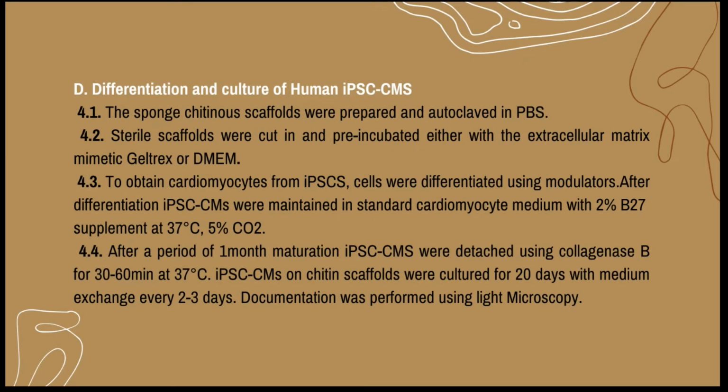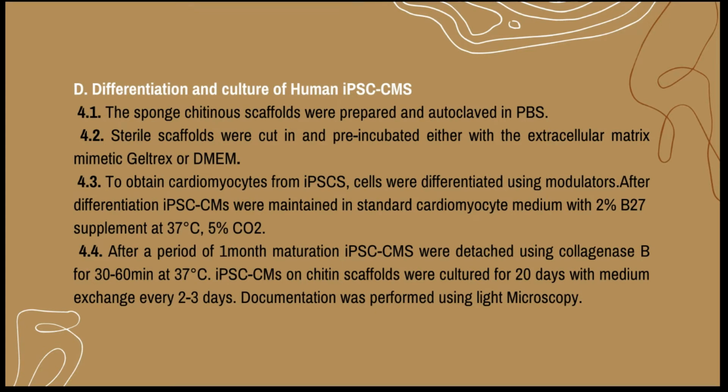For the differentiation and culture of human iPSC-CMs, the sponge chitinous scaffolds were prepared and autoclaved in PBS. Sterile scaffolds were cut and pre-incubated either with the extracellular matrix mimetic Geltrex, or DMEM. To obtain cardiomyocytes from iPSCs, cells were differentiated using modulators.